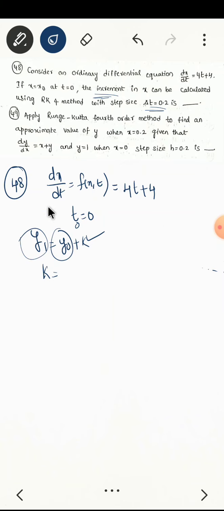K is equal to k1 plus 2k2 plus 2k3 plus k4 by 6, as you people know. Then find out k1. K1 is equal to h into f of x naught comma y naught. So h into f of x naught comma y naught, h is how much? Here it is x naught comma t naught this time. So h is how much? 0.2, that is delta t they are saying.